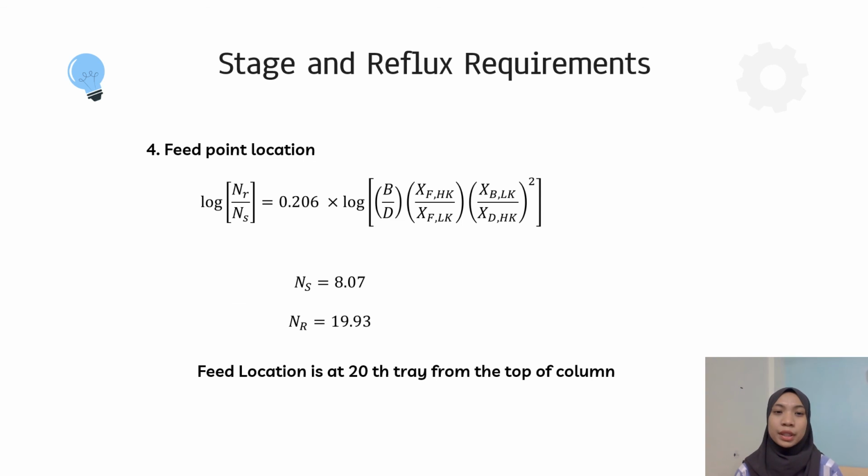Number 4, we need to identify the feed point location by using the empirical correlation by Kirkbride. Then the feed location is at tray number 20 from the top of the column.